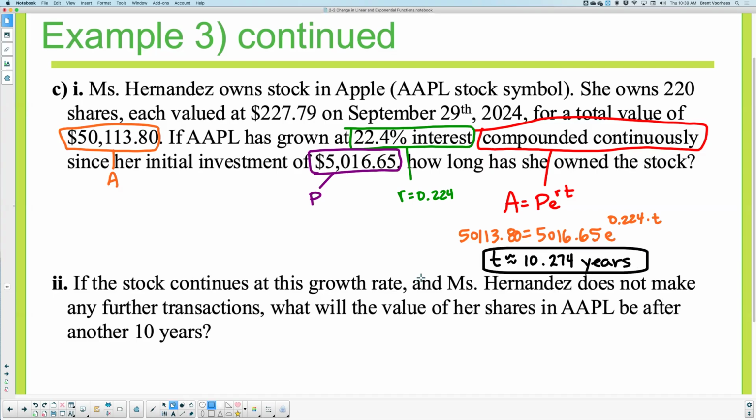So 10 years of doing nothing except leaving your money with Apple made your money go times 10. Whatever amount you had, it would have gone times 10. That's the idea there. Pretty cool, isn't it?